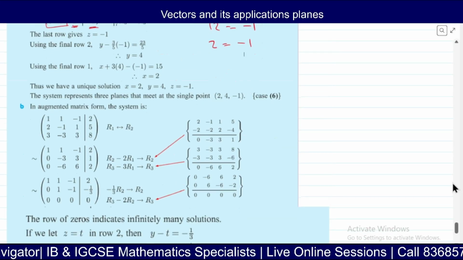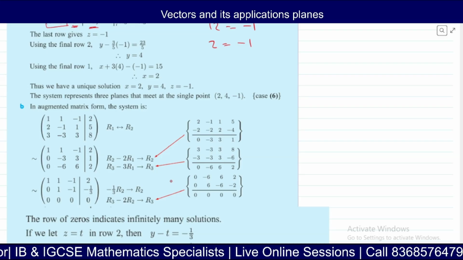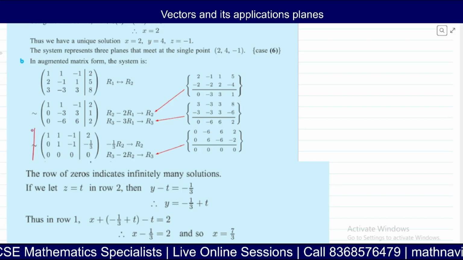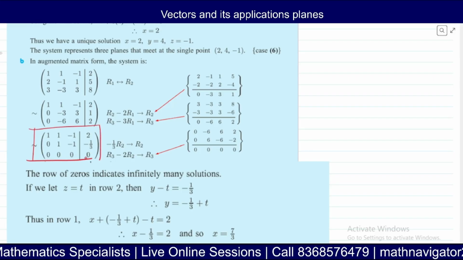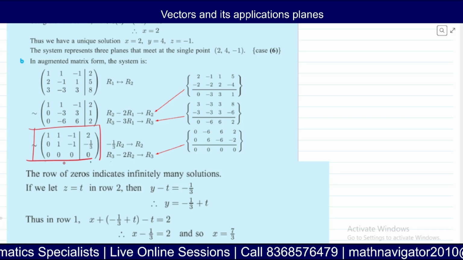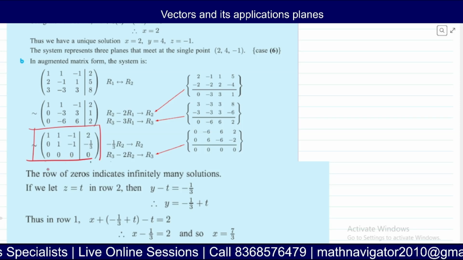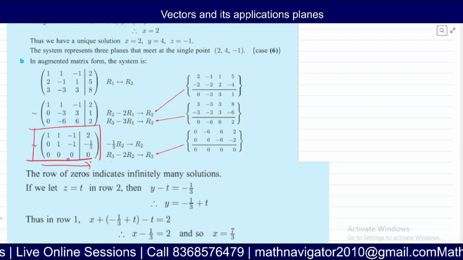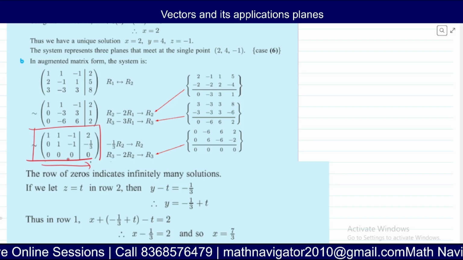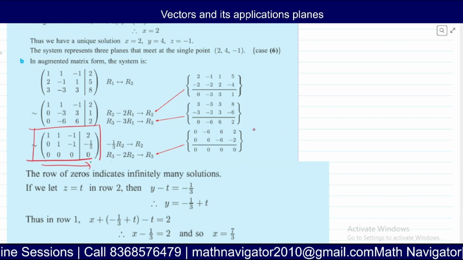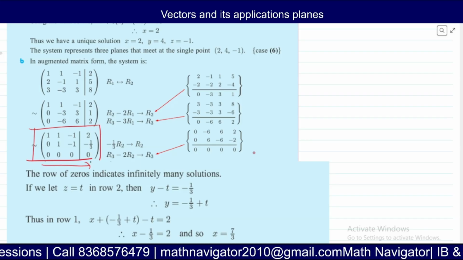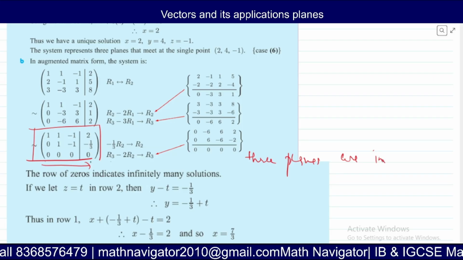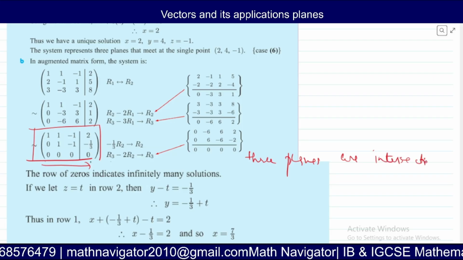What is happening over there? First, we need to again do these row operations, and finally we've got this. When we have got this answer, that means the last row is all zeros, but we have only one row of zeros. So when we have only one row of zeros, that means the three planes are intersecting at a line, right? So three planes are intersecting at a line.